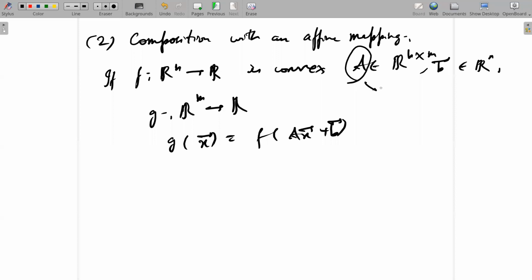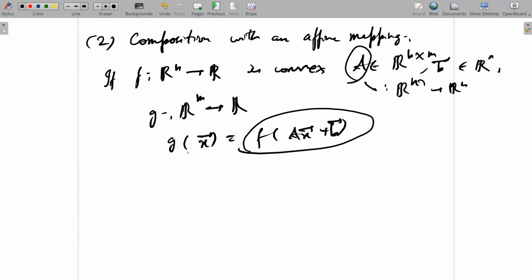A is a function from Rm to Rn. So Ax will be a vector: for all x in Rm, Ax is a vector in Rn, and b is a vector in Rn. So Ax plus b is a vector in Rn. So this quantity is well defined and takes values in R. So if you define g of x in this manner, then g is convex on Rm. This is also something you can check directly using Jensen's inequality.